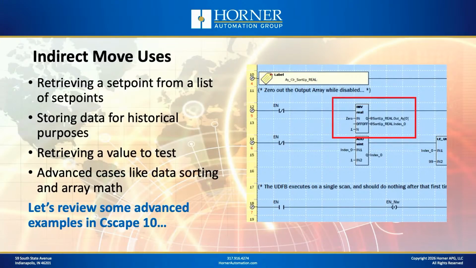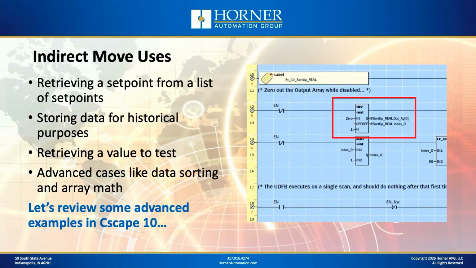So hopefully you've seen how useful indirect moves can be. You can use them like I've shown you to retrieve a set point from a list of set points. I also showed you how we could store data in a different location in a bank or an array of historical data. It's very often used to retrieve a value to test. If you've got an array of half a dozen values and you want to look for if any of those values are above an alarm level, you're going to go through one at a time, incrementing your index and examining each member of that array to see if it exceeds the alarm value. So again, you're going to use indirect moves for that.